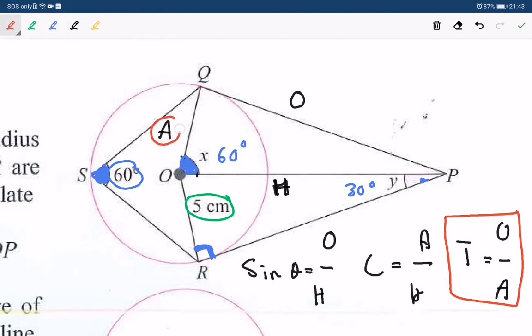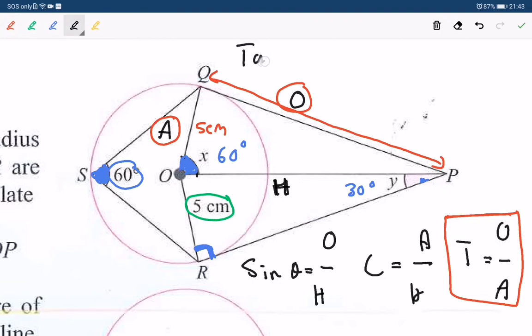We have the adjacent, which is 5 cm. The radius is always the same. And then we have the opposite. We want to find the opposite. Sorry, so we want to find the PQ. So we can use the same, we can use the TOA. But this time the angle is 60, and the adjacent is 5 cm. Okay. So we use the TOA.